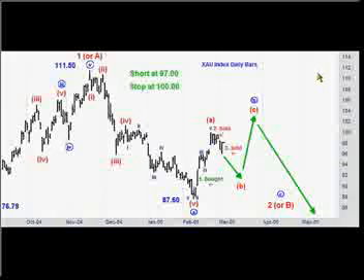But if I look at the relationship of the wave C equaling 0.618 the length of wave A, that comes out to 7.6 points. And if I subtract that from 102.5, which is our ultimate objective for wave C, I get an estimate for the termination point of wave B of 94.90, which is right up in here. It's right just above the low.